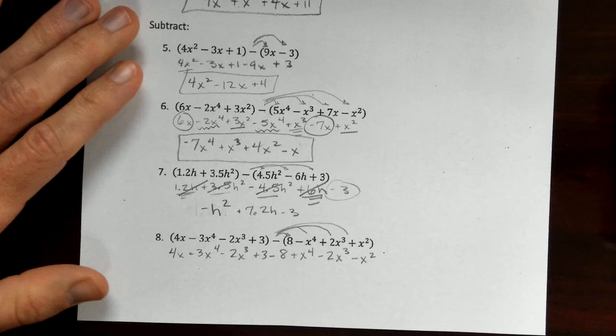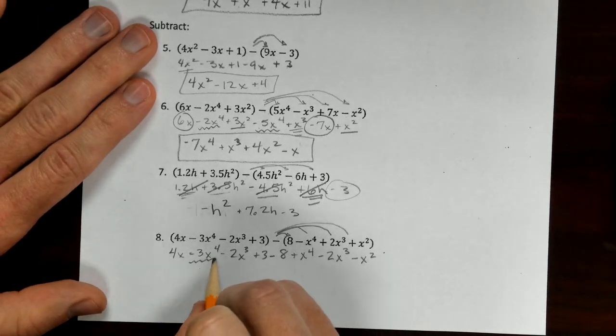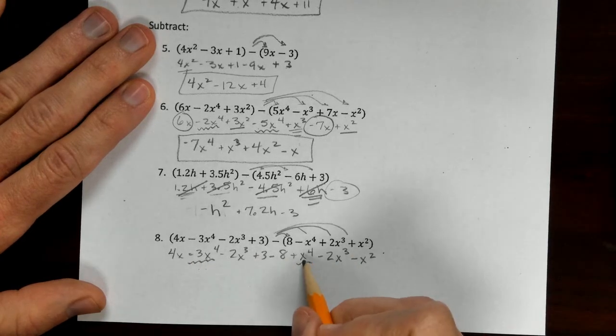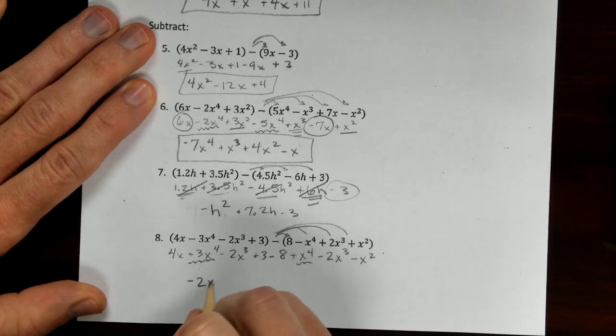Now, here we go. Like terms. Same variable, same power. Starting with the biggest, x to the fourth. So I've got a negative 3 and I add 1. Okay, so positive 1. This is a negative 3. This is a positive 1. I get negative 2x to the fourth.